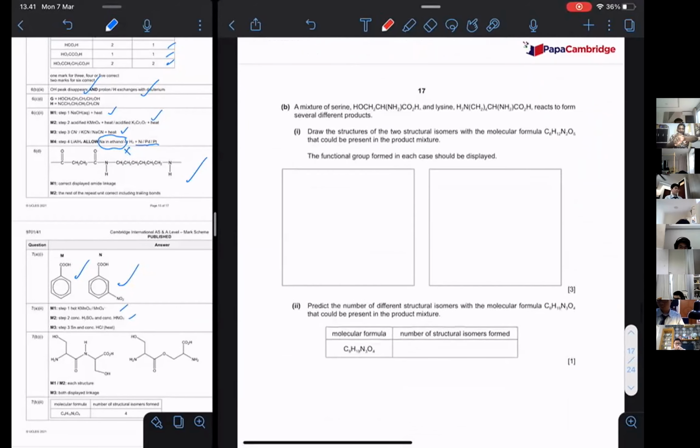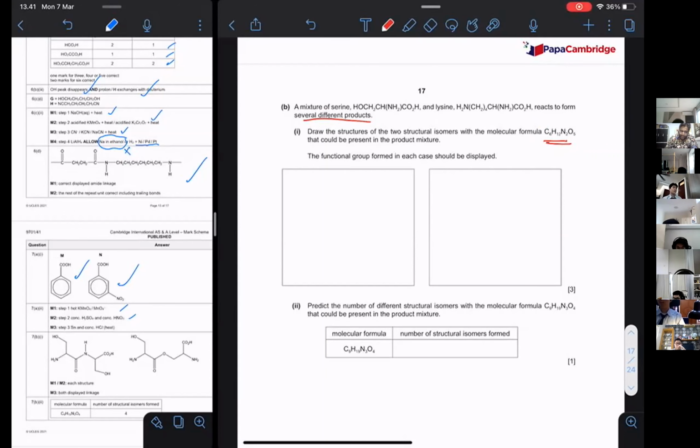Next, a mixture of serine and lysine. They react to form several different products. Draw the structures of 2 structural isomers with the molecular formula given, that can be present in the product mixture. The functional group formed in each case must be displayed. So a mixture reacts to form different products, and then you need to draw the structure of 2 structural isomers.